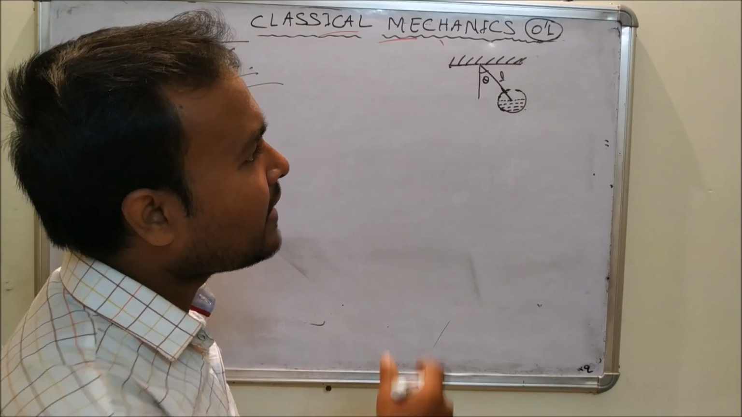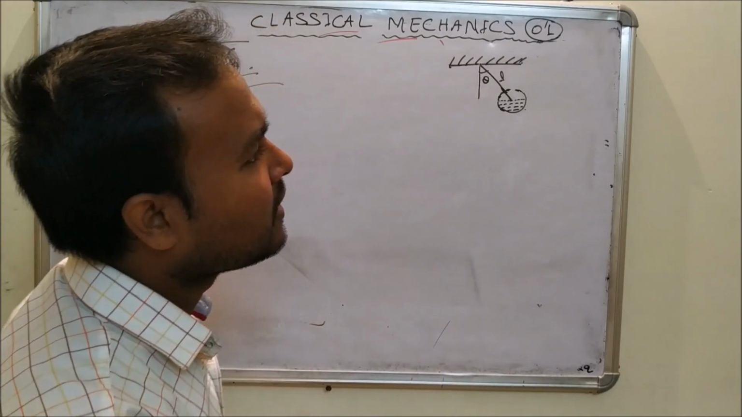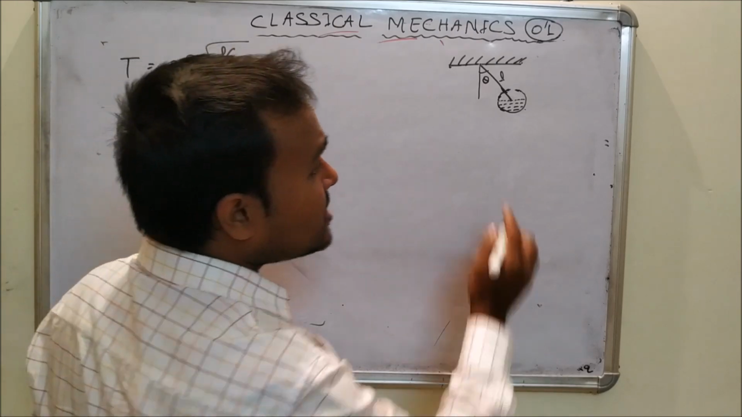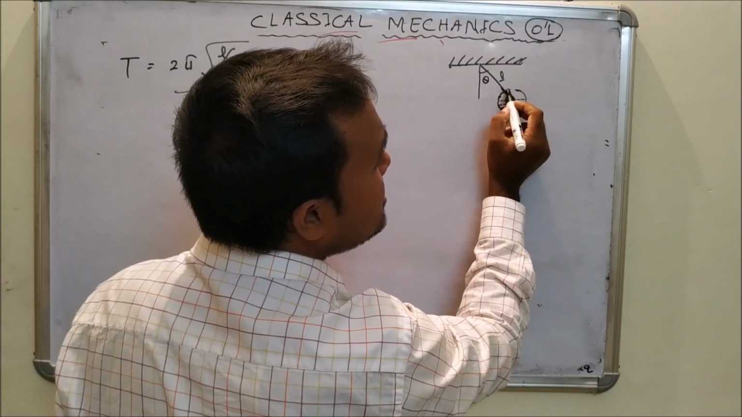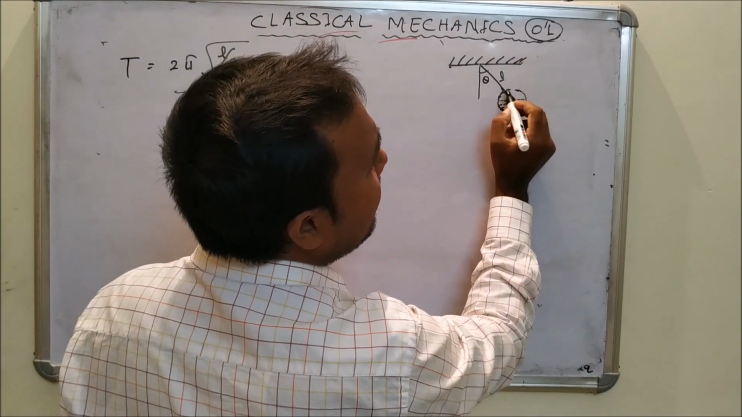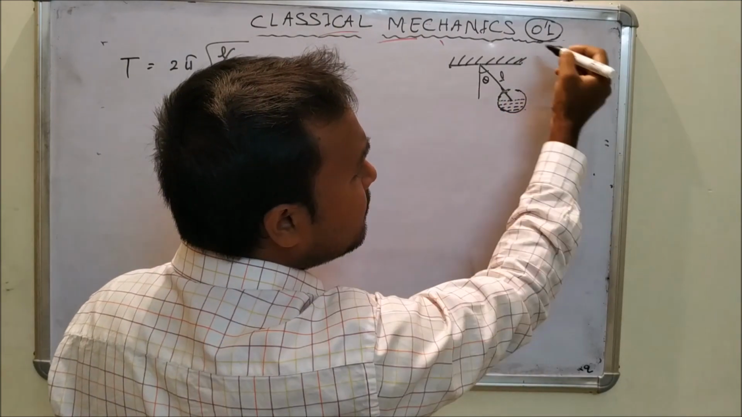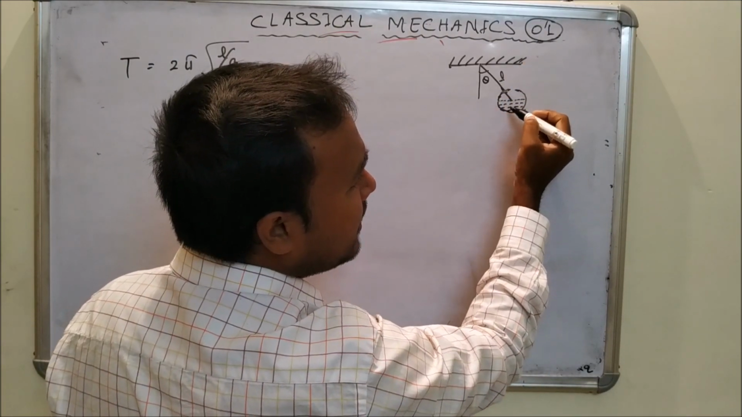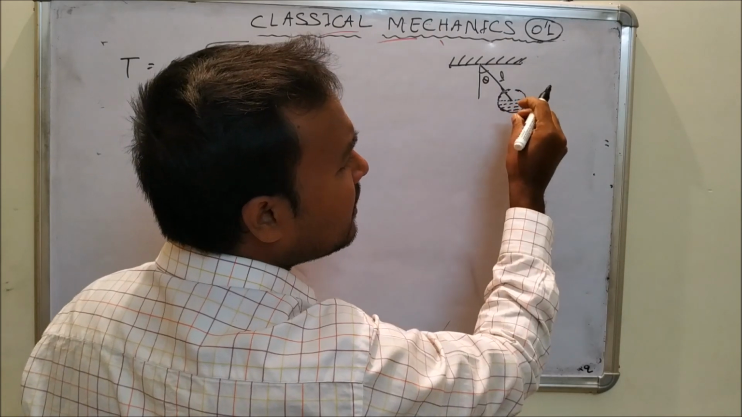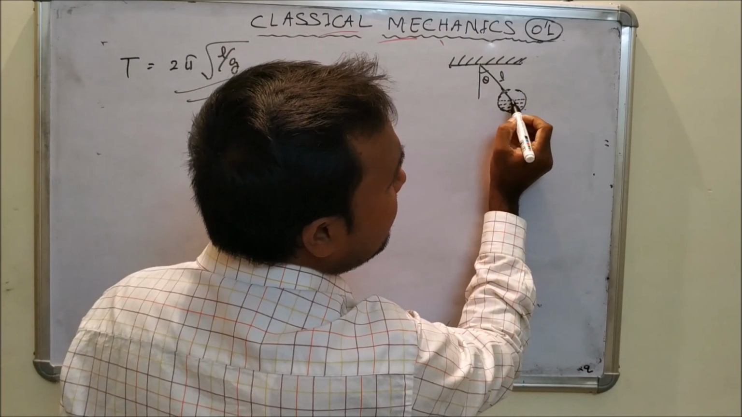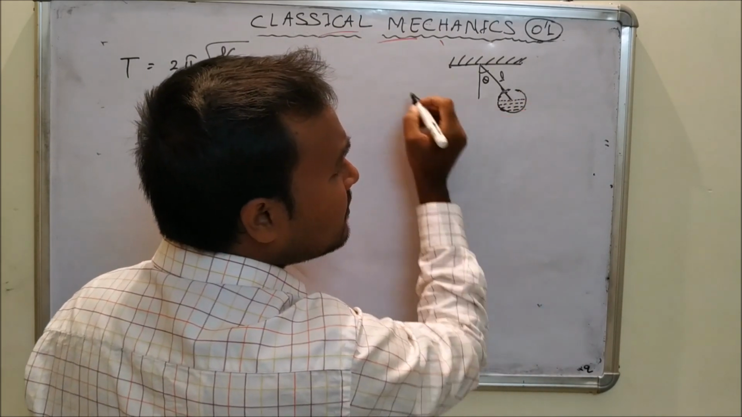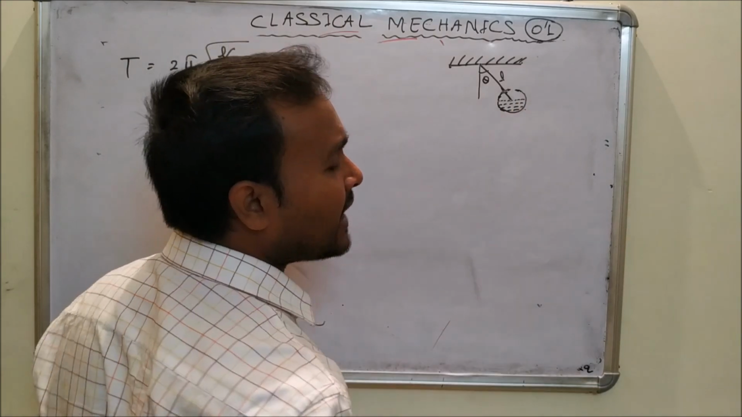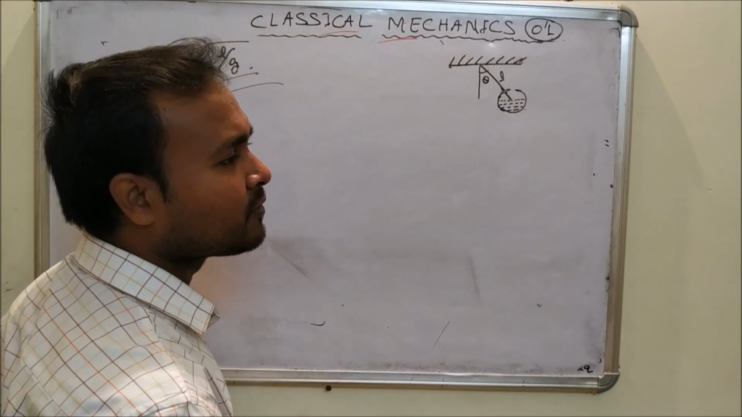Are you getting what I am actually trying to say? That this bob is a hollow bob, and if I make a hole and pour some water inside the bob, but the bob is oscillating, okay, the bob is oscillating, and if I pour some water and this time it is oscillating, what will be the time period? Whether the time period will be the same or different?